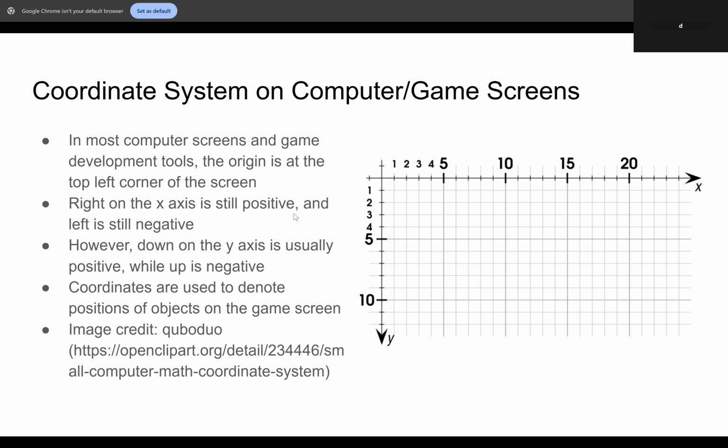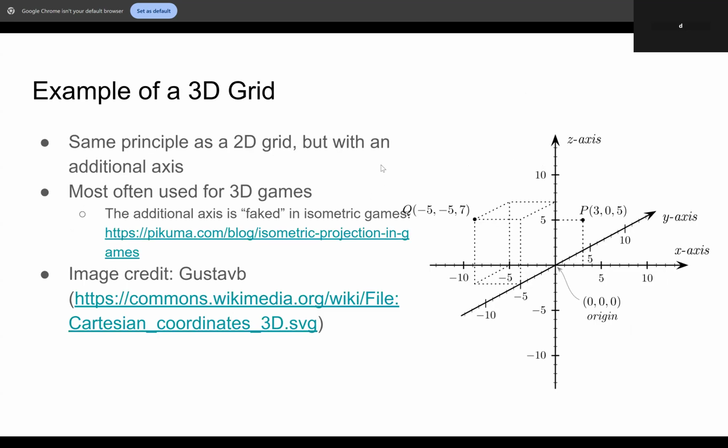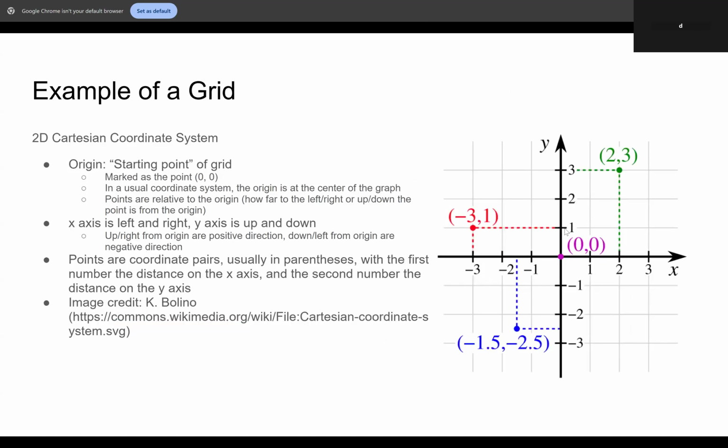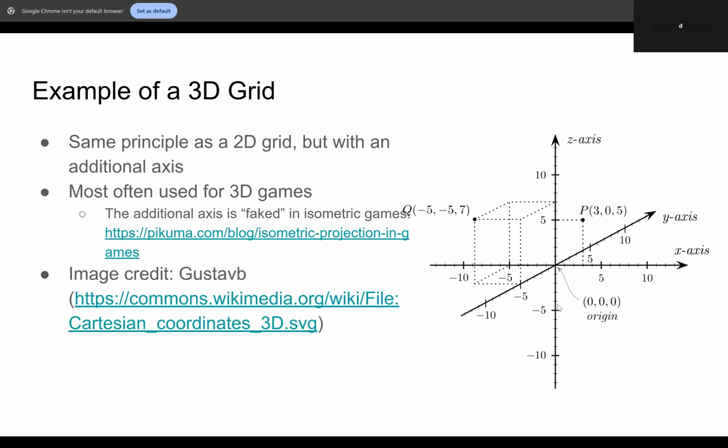There's another slight difference with the x axis. When you move to the right, that's still positive. Positive is still the right hand direction, and negative is still the left hand direction. But it changes on the y-axis. Usually that y-axis is positive as you move down, right? It gets bigger as you move down and smaller as you move up, which, as we saw, was different than the Cartesian coordinate system, where when you moved up, the y axis got positive, but got negative as you went down.